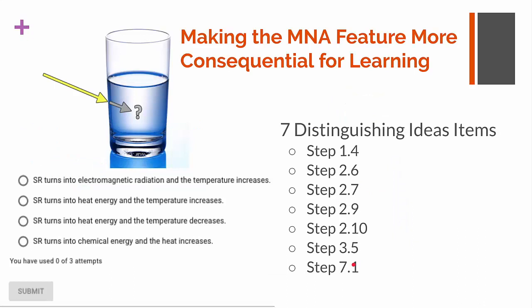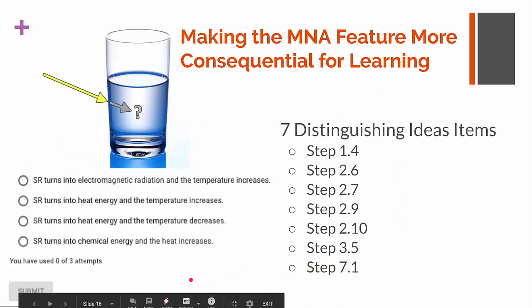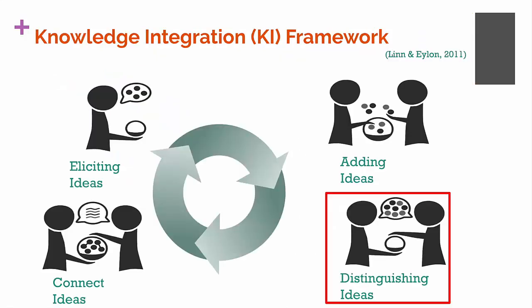So to make this feature more consequential for learning, first we decided to reduce the number of attempts to 1 minus the answer choices. So for this example, there are 4 answer choices, and so the number of attempts was set to 3. We also decided that rather than activating this feature for all of the multiple choice items in the unit, we would restrict the activation of this feature to the 7 distinguishing ideas items located throughout various points in the unit. We chose the distinguishing ideas steps because previous research had indicated that this was a critical juncture point in the learning process, a step where students needed the greatest amount of support.